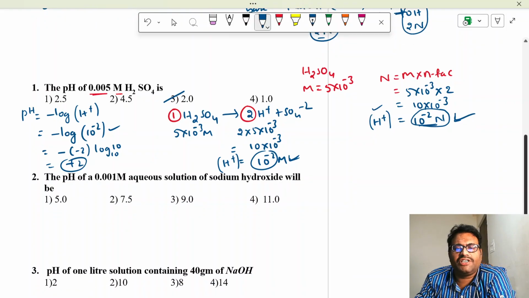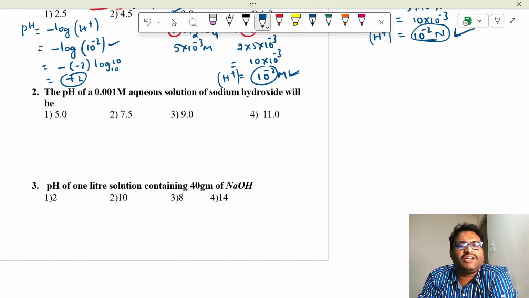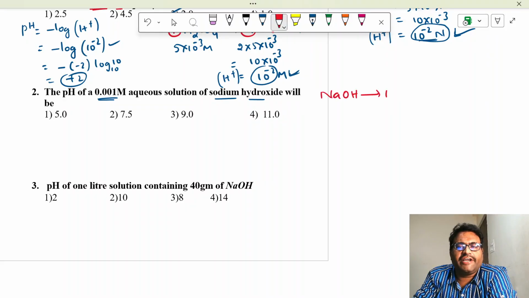Next, let us see the next question. What is the pH of 0.001 M aqueous solution of sodium hydroxide? Sodium hydroxide produces Na plus plus OH minus. As it is producing 1 OH minus, N factor is equal to 1. That means molarity is equal to normality.